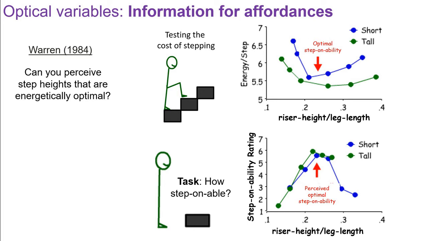As above, on the x-axis, we have step height divided by leg length. You will notice that the data points for both short and tall participants overlap again, and that they have a shared peak. This peak is at 25% again. What we see then is that participants are able to perceive the heights of the steps that are most comfortable for them to step on. In other words, they're able to perceive the affordance of step-on ability.